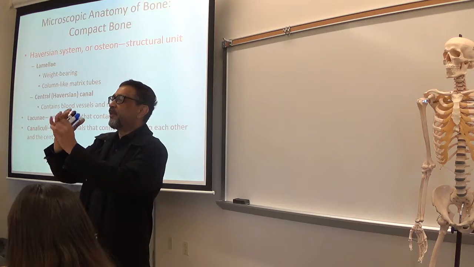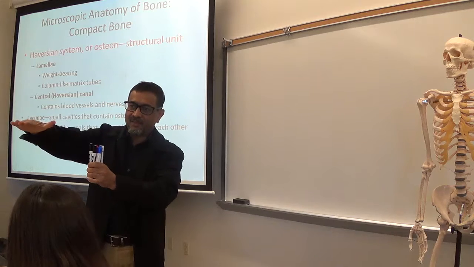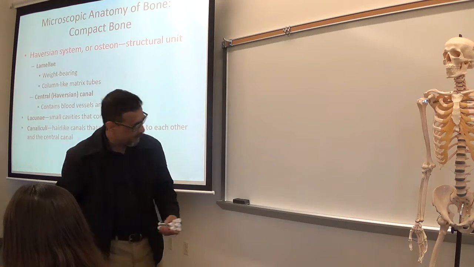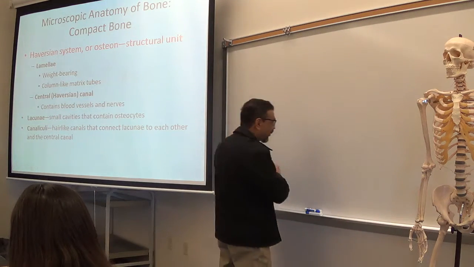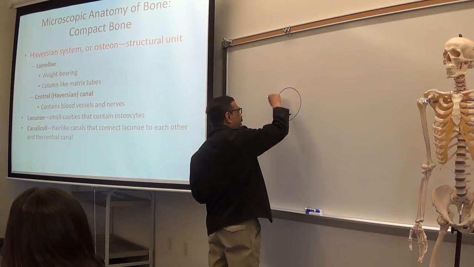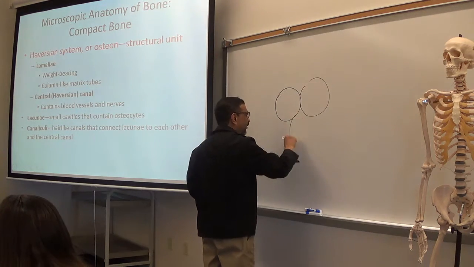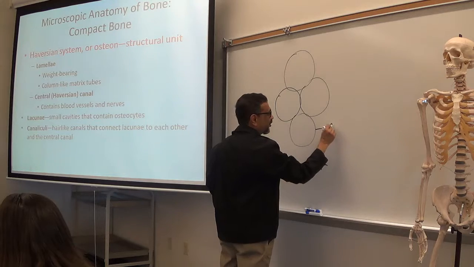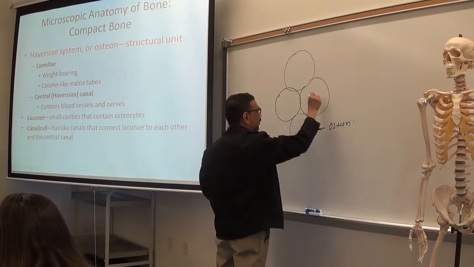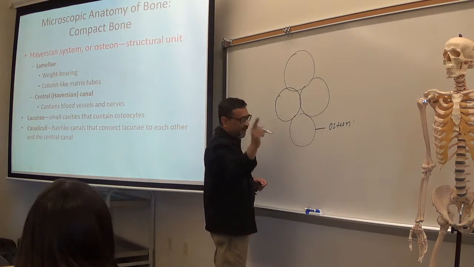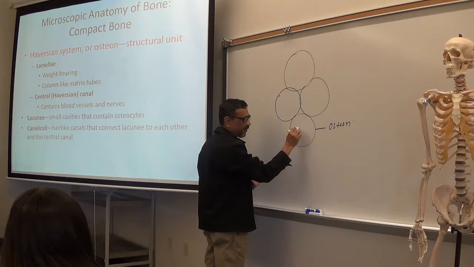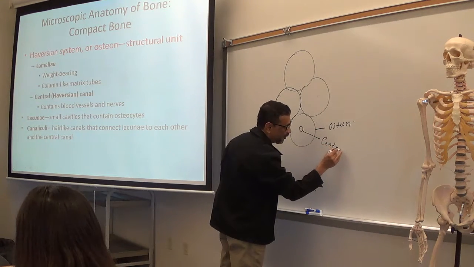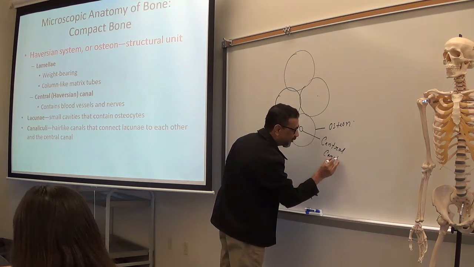Now, if you make a cross section like this, cut it like this, what will you see? You will see many circles, right? So let's draw that. If you see the compact bone under the microscope, as you have already seen in the lab, many round structures. Each is an osteon. Now if I see the structure of an osteon, in the center there is a canal that is called what? Central canal. You already know that.